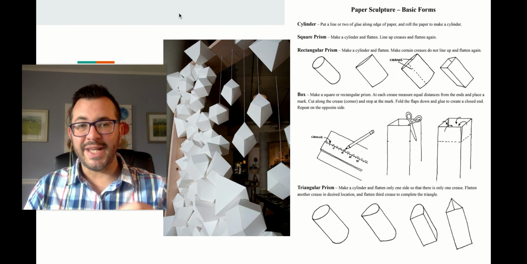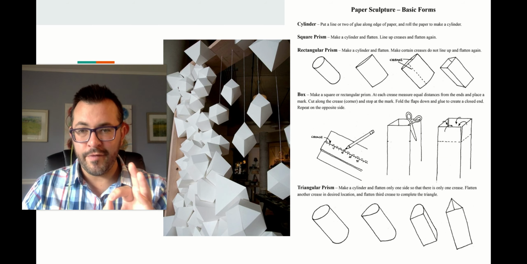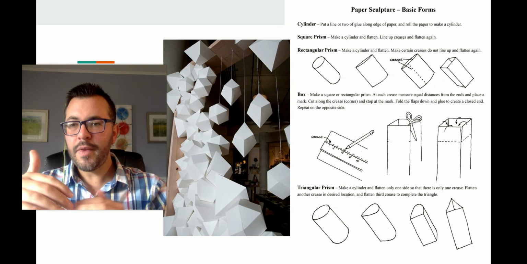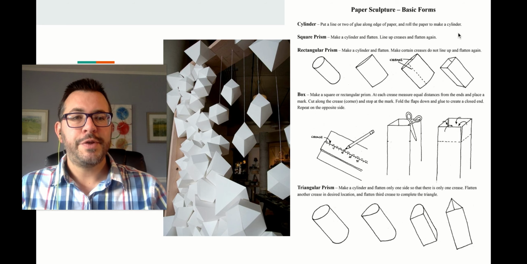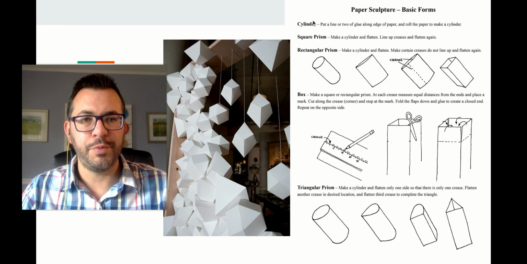You can, again, use an X-Acto knife or razor blade as long as you are very careful. You keep your fingers away from the blade. You can cut windows into those boxes if you want spaces that are missing. That's a really cool look as well. So here are some different basic forms that you can use with paper sculpture.